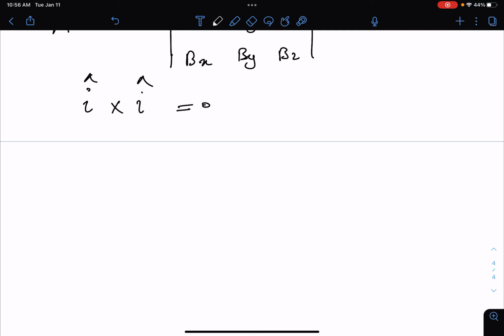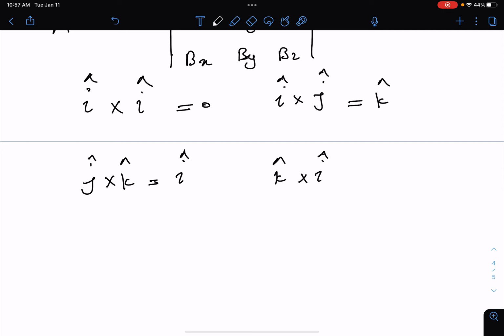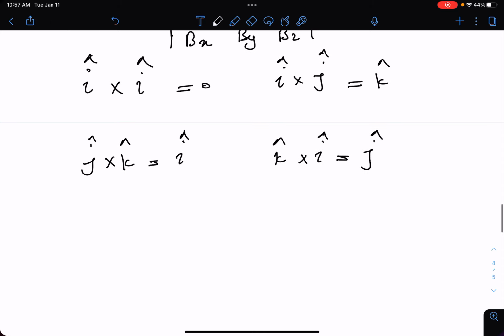What about i cross j? It is going to be k, exactly. And j cross k is going to give us i, exactly. k cross i is going to give us j. Okay. So what can you say about j cross i? It is going to give you negative k, exactly.